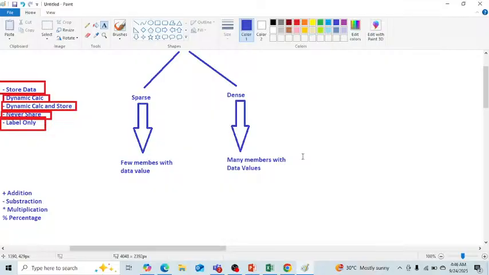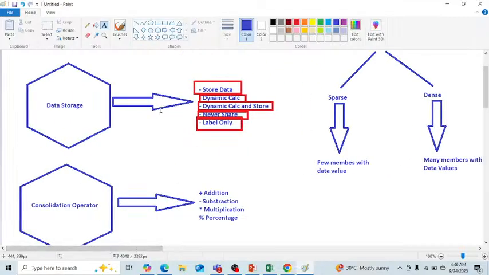So we will do a recap of what we have studied so far. First we have talked about data storage. This is arguably the most fundamental property. It tells Essbase how to handle data for a specific member. Under that we have understood store data, dynamic calc and store, never share, and also label only. Store data is the default, where data is physically stored at the member level. All the base level members must be store data.